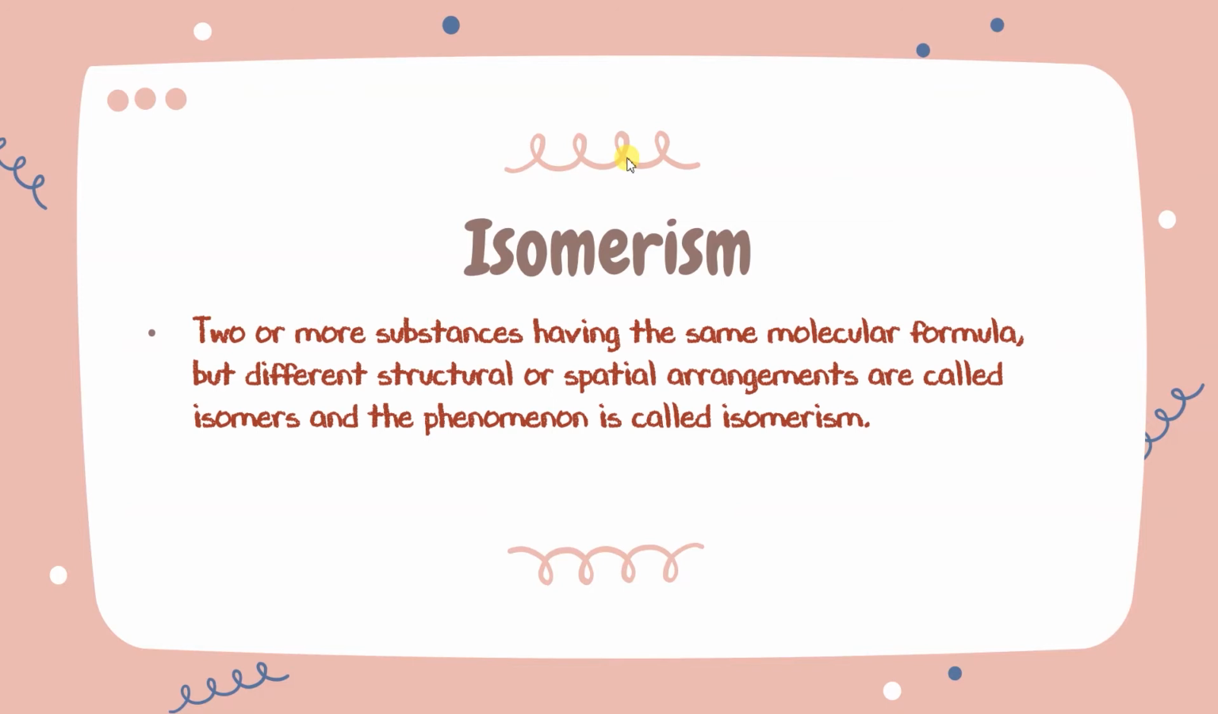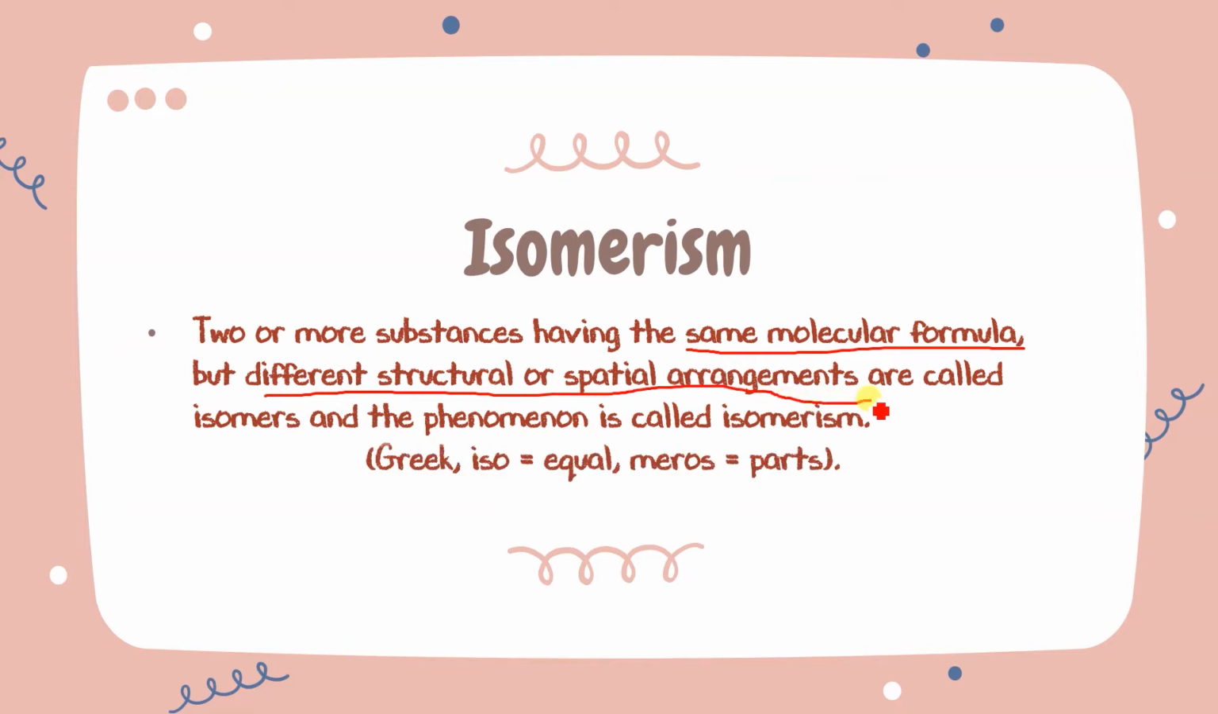Isomerism: two or more substances having the same molecular formula but different structural or spatial arrangement are called isomers, and this phenomenon is called isomerism. We all know this. They must have the same molecular formula, but their arrangement, their structure will be different. That is called isomers and isomerism. As with other compounds, it also has two types.